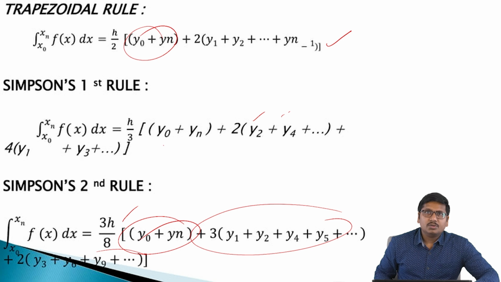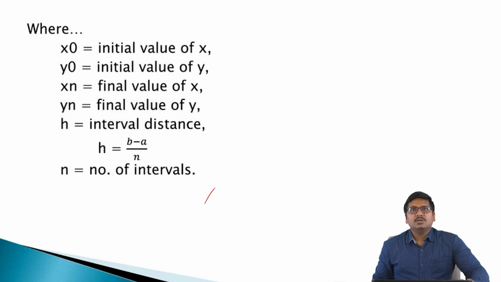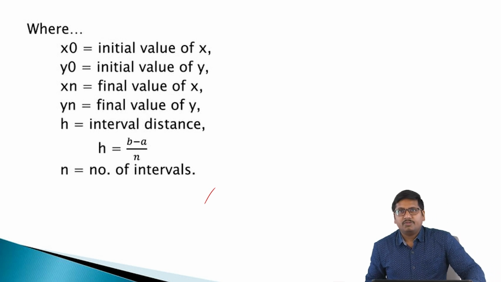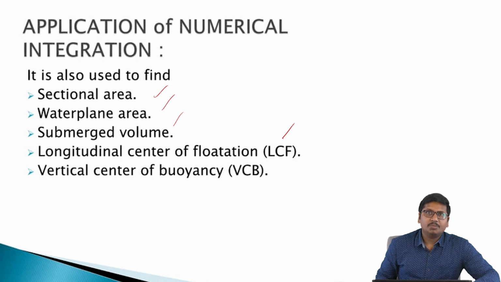So in the trapezoidal rule, Simpson's first rule and Simpson's second rule, x naught should be the initial value and xn should be the final value. Some applications of numerical integration are finding the area, the location of the centroid, the arc length, the volume of solid figures, and moments. It is also used in sectional water plane areas and so on.